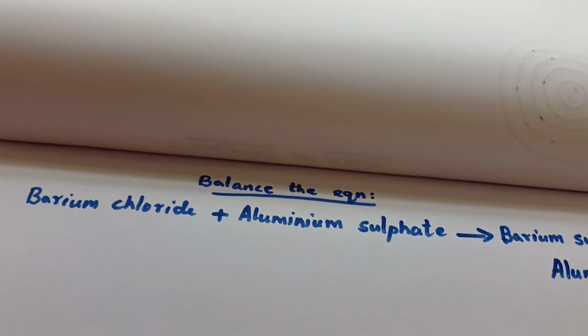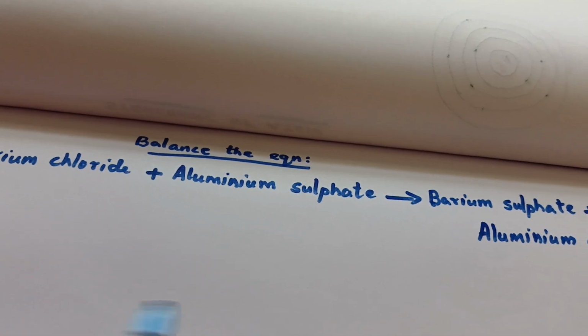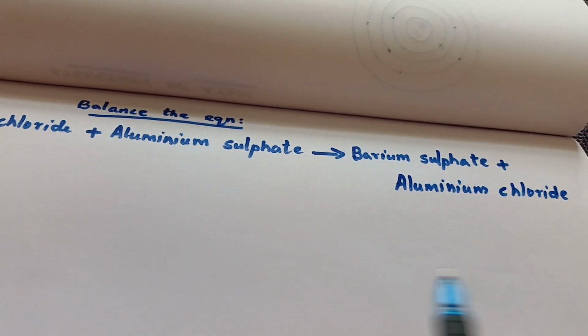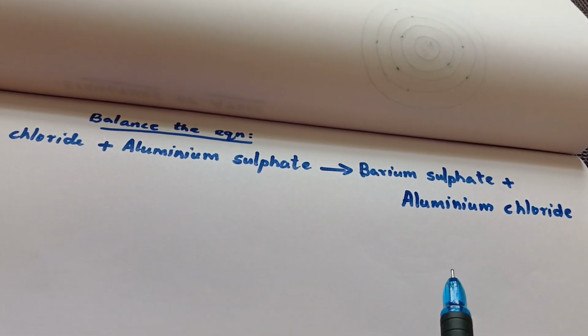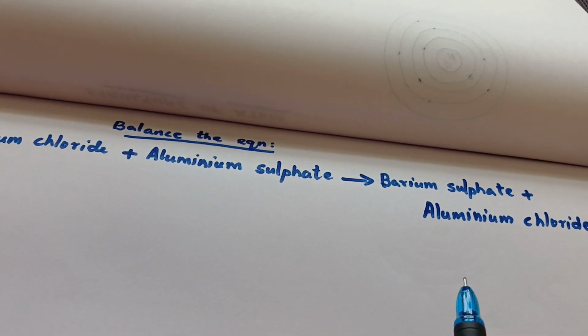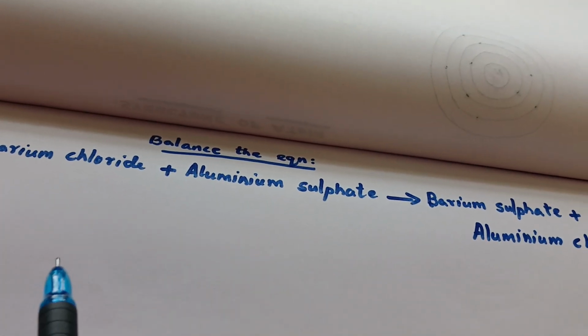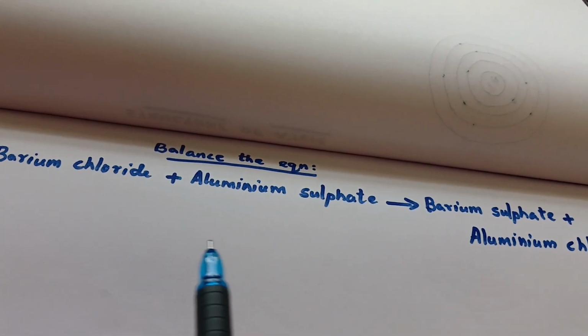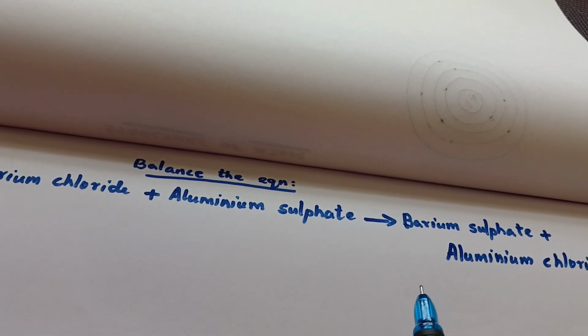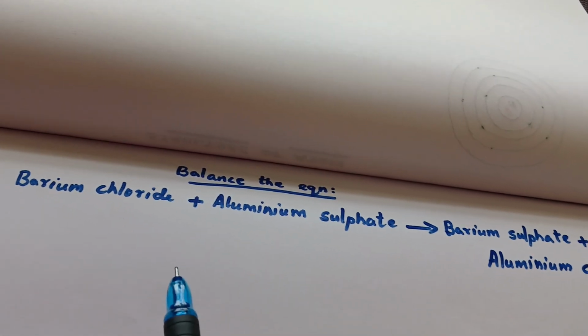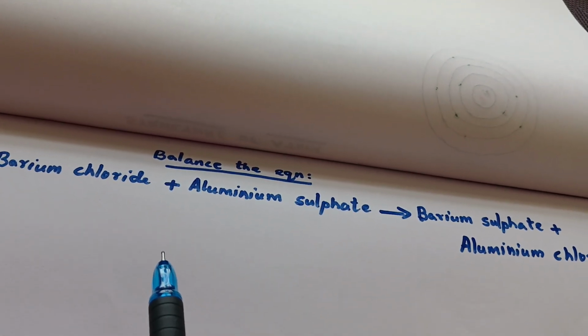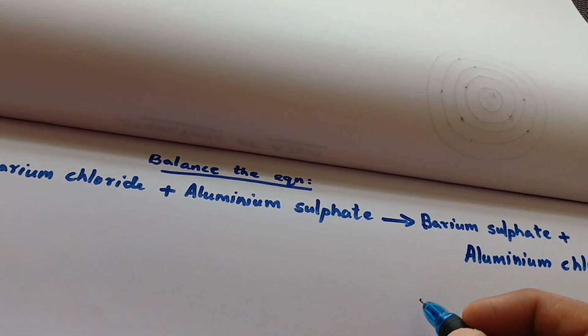Balance the equation: barium chloride plus aluminum sulfate giving barium sulfate plus aluminum chloride. In this case, we are given a word equation, so we have to write the chemical formulae of the compounds. First one is barium chloride.